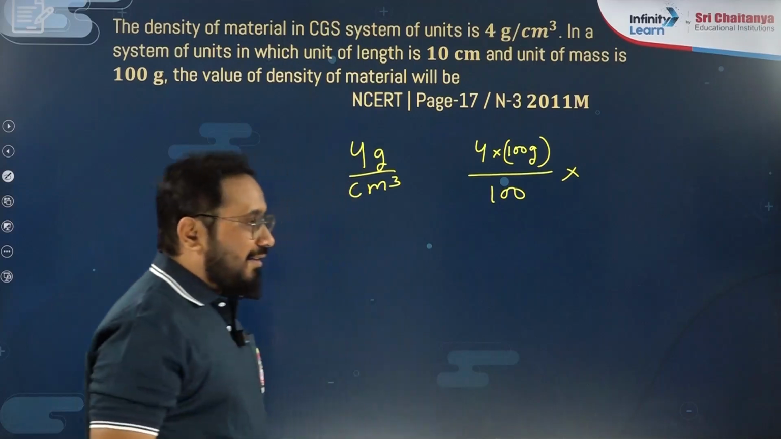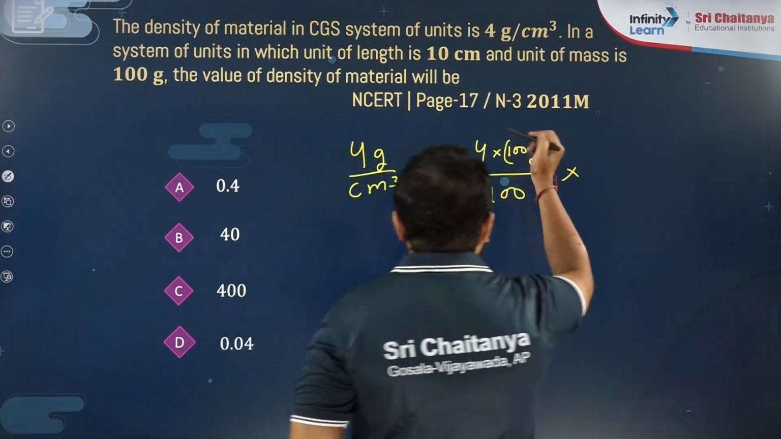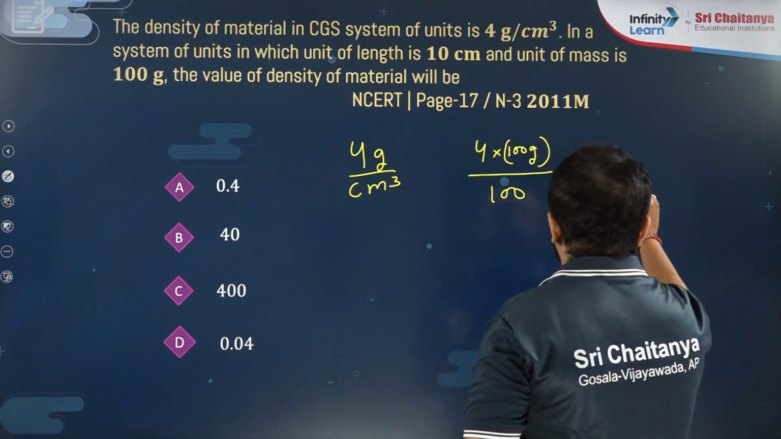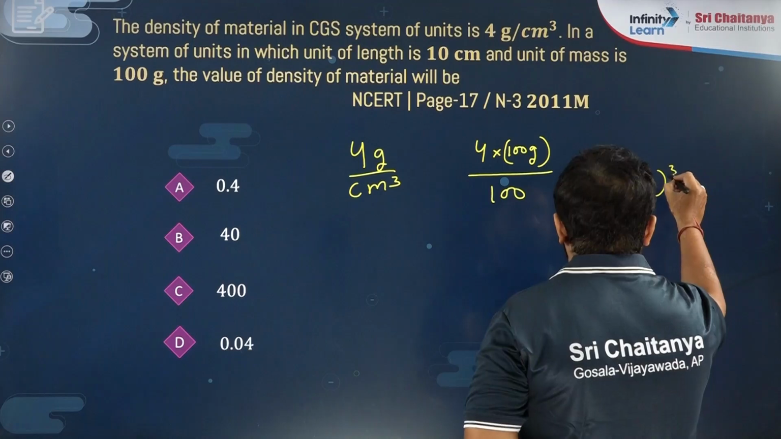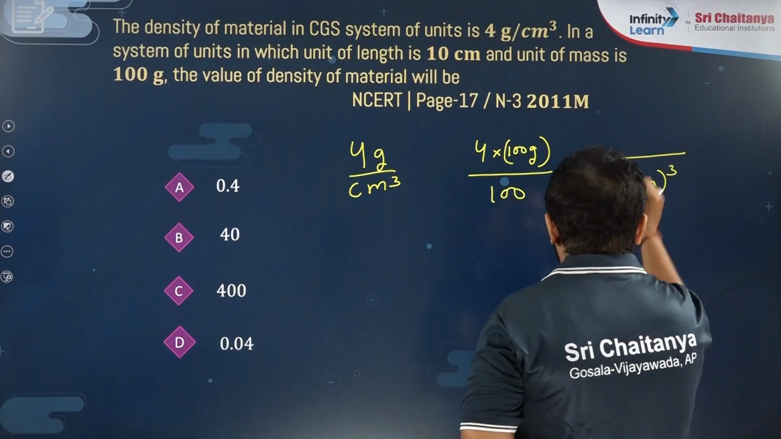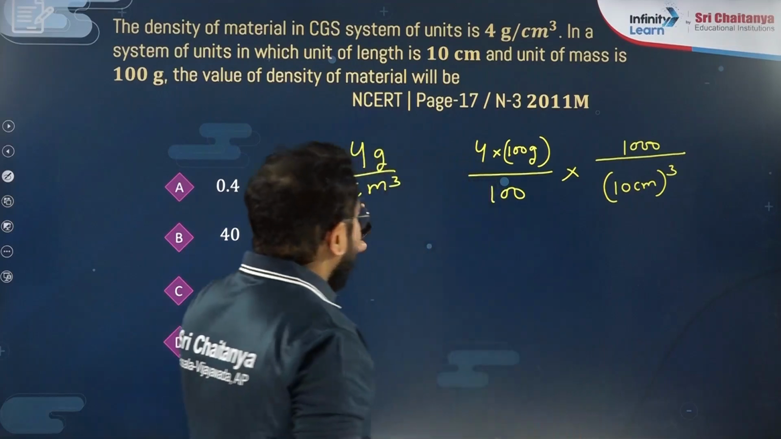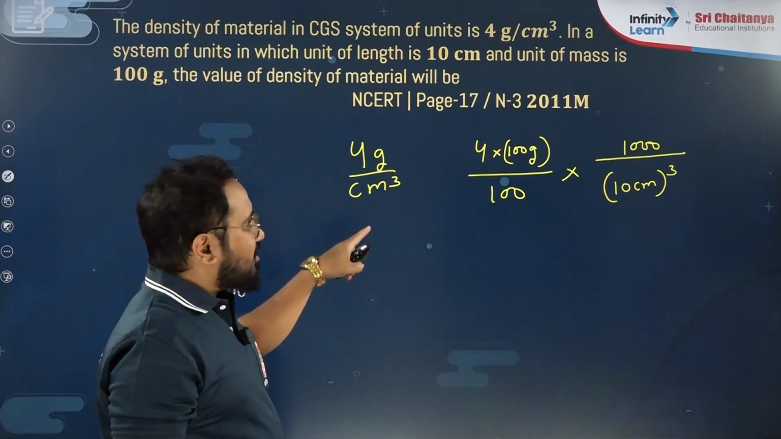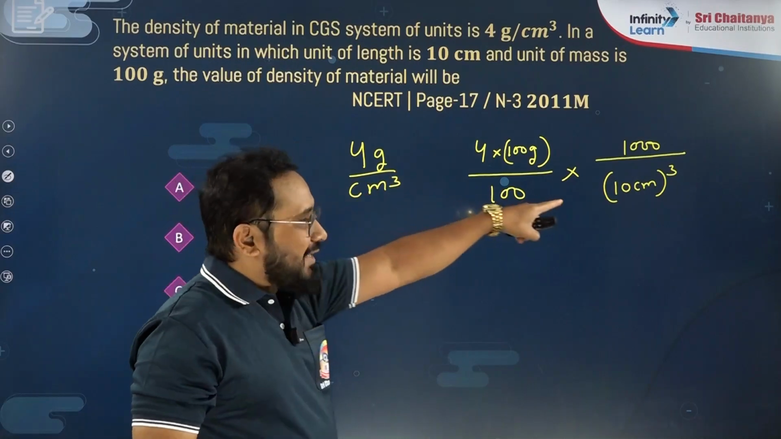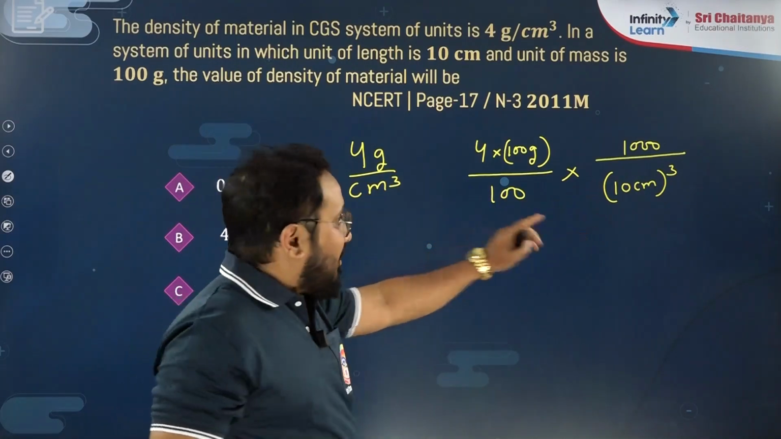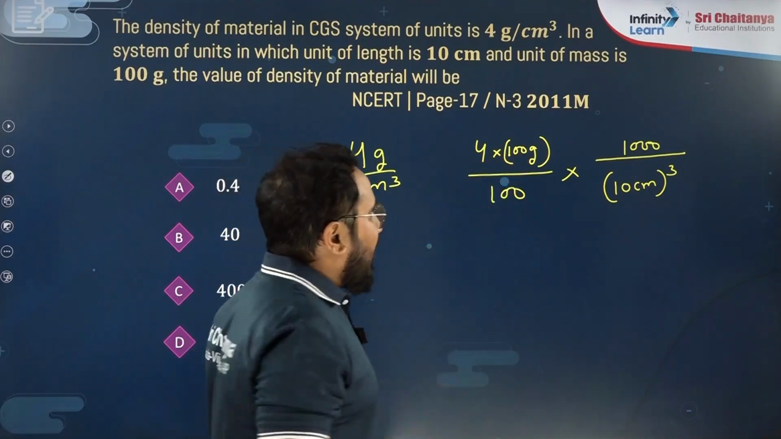Is it clear or not? See the trick. 100 gram, multiply and divide by 100. Centimeter cube, multiply by 10 centimeter. This is cube, so you have to again divide it by 1000. The division of 1000 will go up, and the multiplication of 1000 will become 10 centimeter. Is this thing clear? The multiplication of 1000 will become 10 centimeter and the division of 1000 will go up.